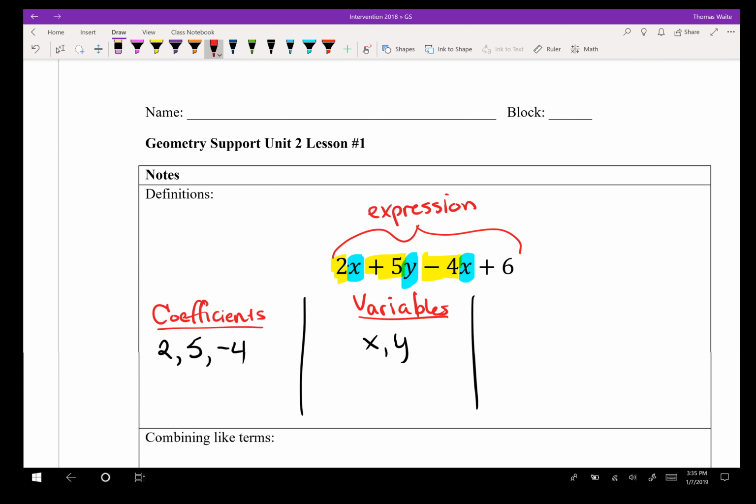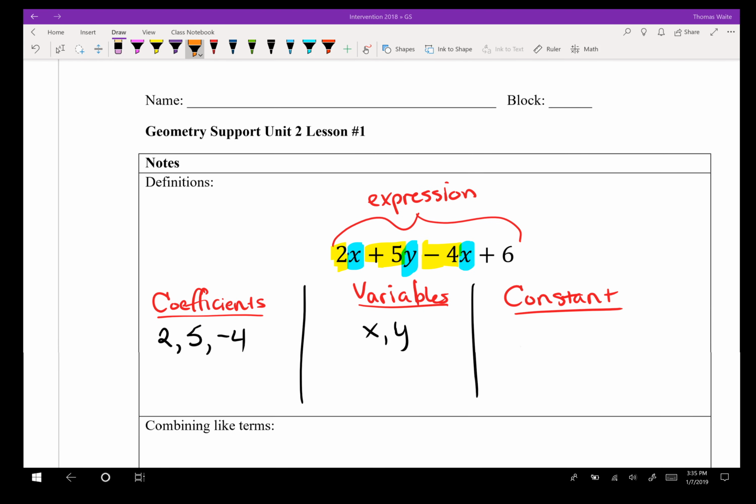And then lastly, we'll have our constants. I'll do this in orange. I see there's only one constant. We call them constants because they don't change, right? The value here, 6, is a constant. Positive 6. 6 is fine. It's constant because it is the number 6. It doesn't change in quantity. It's not connected to a variable like a coefficient is. It's just a constant. And all those things together make up an expression.